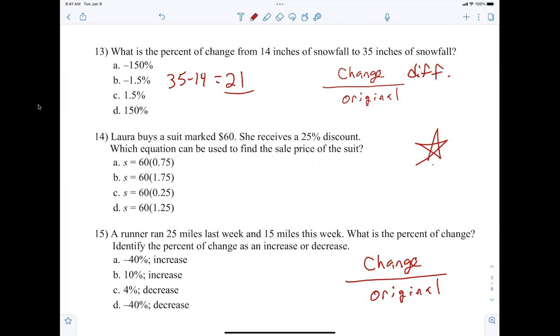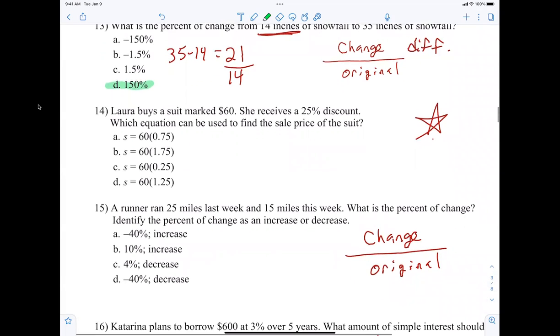and now you divide it by what you started with. You started with what? 14, right? So now everybody do 21 divided by 14. And a lot of kids accidentally put C down. But it's not C, it's what? D. That's 150%. All right. Everybody's agreeing with that?